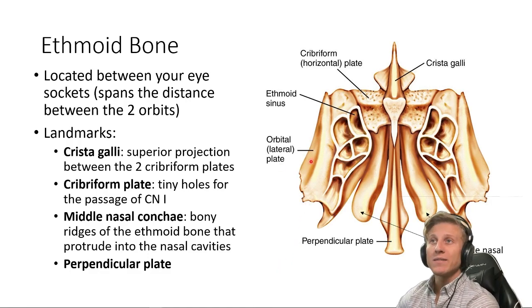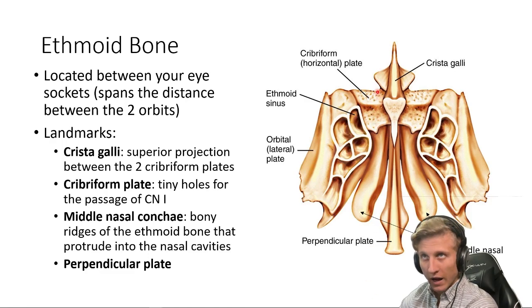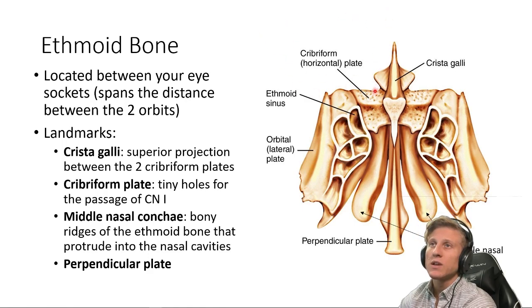The cribriform plate, on the other hand, are these perforations right here. So it's this relatively flat portion. We'll see it again from another perspective. But these are actually porous tunnels that run from the cranial cavity, from where your brain resides, down into the upper portion of your sinuses.